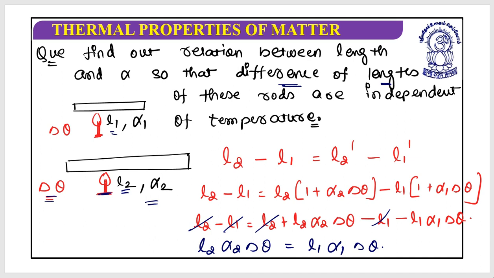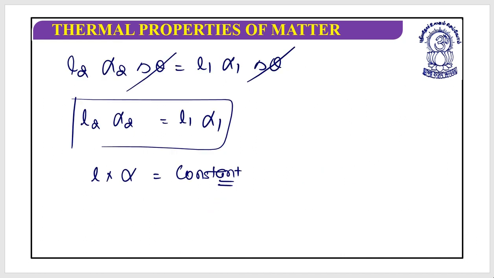It should be the same at every temperature. This can be achieved if L2 alpha 2 equals L1 alpha 1, or I should say L into alpha equals a constant. If this is the case, this can be achieved. I hope this is clear.